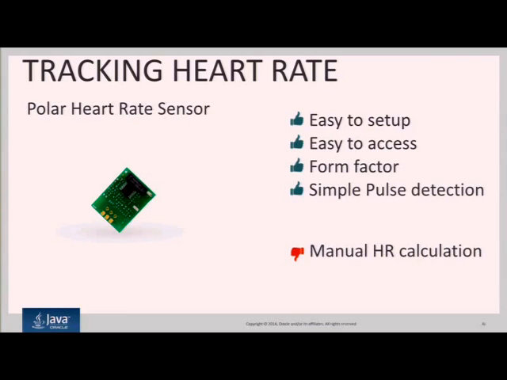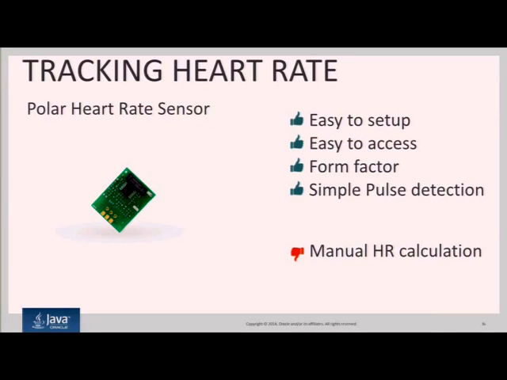Who knows Polar? Yeah, many people know that, right? And they have some kind of a so-called educational kit. And with this educational kit, you get this little sensor. And you get a strap that you can wrap around your chest. And then this just collects the pulse, and that's all. And for each heartbeat, it will send a 15 millisecond pulse, and that's it. So that's very easy to set up. And the only drawback is you have to calculate the heart rate by yourself.